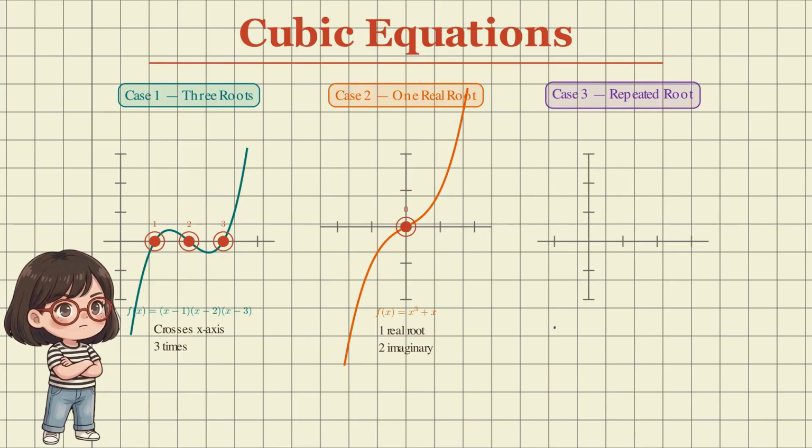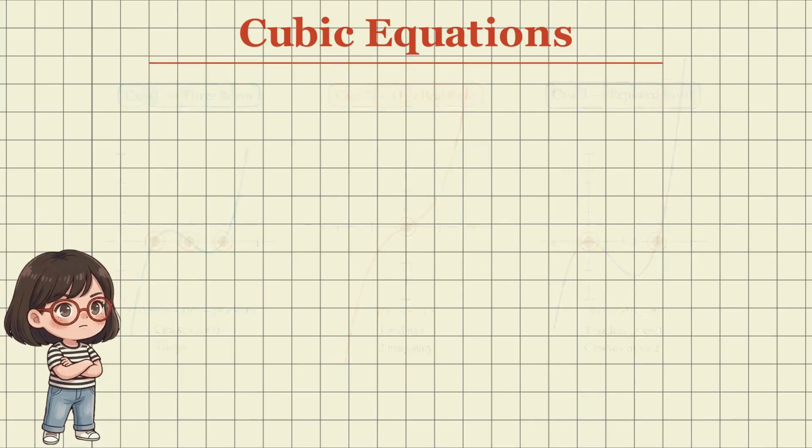In case 3, repeated root. F of x equals x squared times x minus 2. At x equals 0, look carefully. The curve touches the x-axis but doesn't go through. It bounces. That's the double root. Then at x equals 2, it crosses normally. Whenever you see that touching behavior, that's always a repeated root. Always.